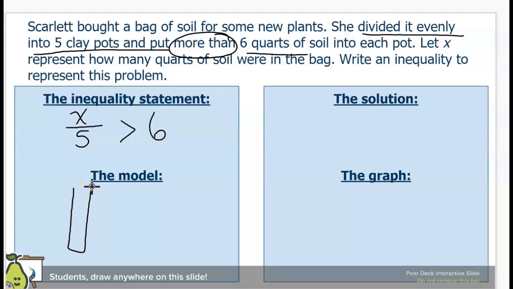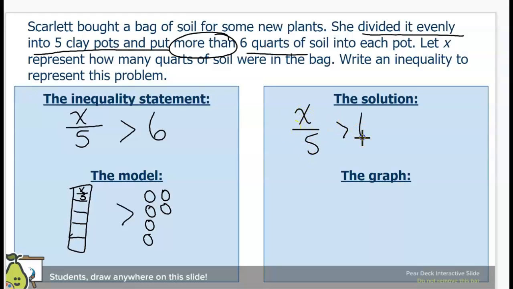So this whole thing is X. But we need to divide it by 5. So 1, 2, 3, 4, 5. So this is X divided by 5 right here. Has to be greater than 1, 2, 3, 4, 5, 6. So let's solve this out. So X divided by 5 has to be greater than 6.